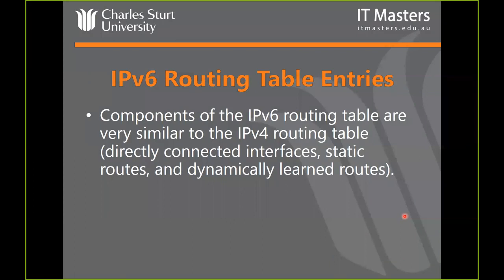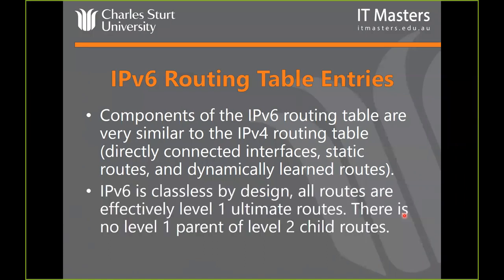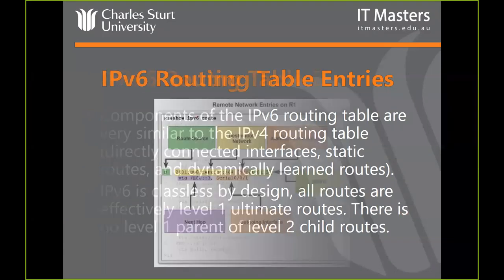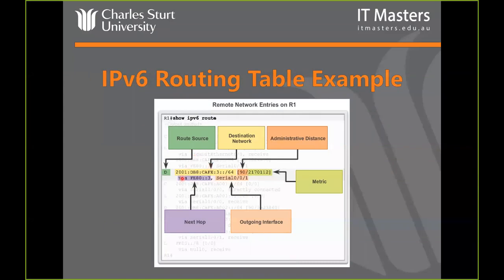So if we look at IPv6 quickly, routing table entries are basically the same as IPv4, look very similar. IPv6 is classless, of course, by design, so that's why I said there's no classful IPv6 routing protocols. All routes are effectively what are called level 1 ultimate routes. There is no level 1 parent or level 2 child routes. It's just all routes are basically ultimate routes. And if we look at an entry for IPv6, basically the same structure as an IPv4.